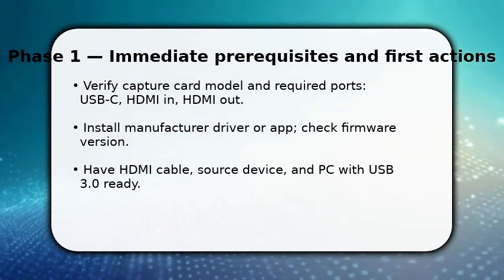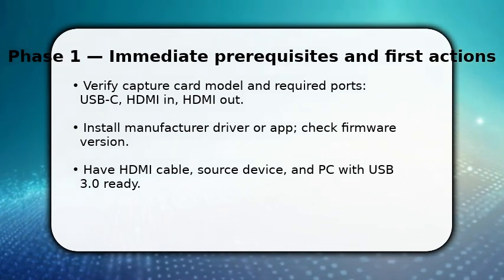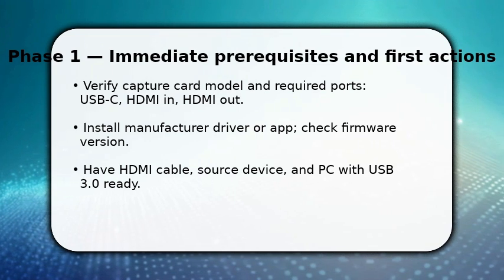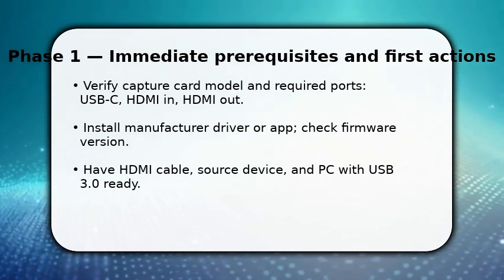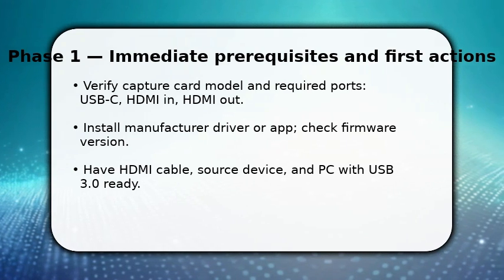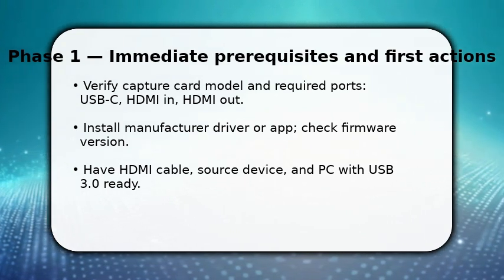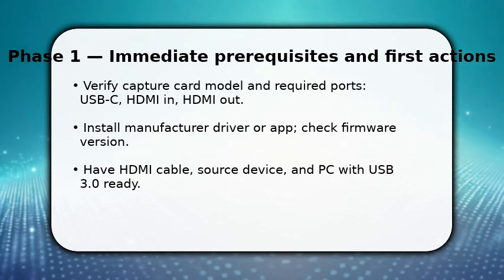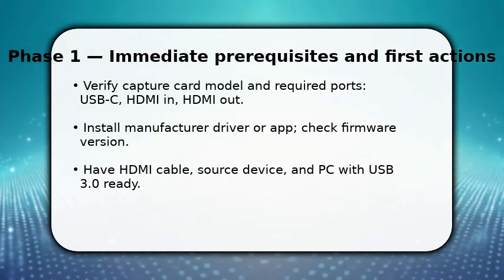Connect the HDMI cable to the source device and the capture card, and plug the card into a USB 3.0 port on your PC. Make sure power settings won't suspend USB. This initial alignment prevents common detection issues and gets you ready to configure software.